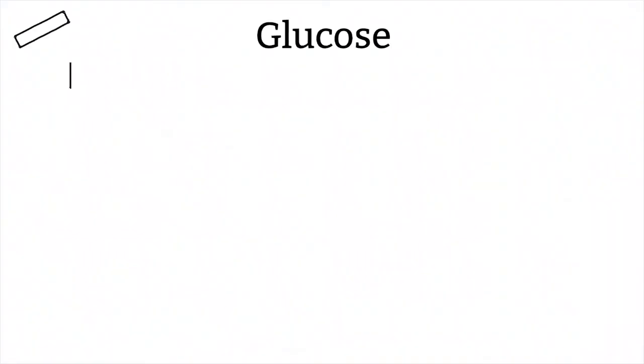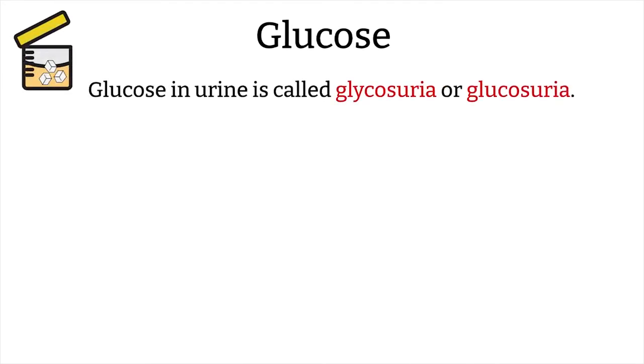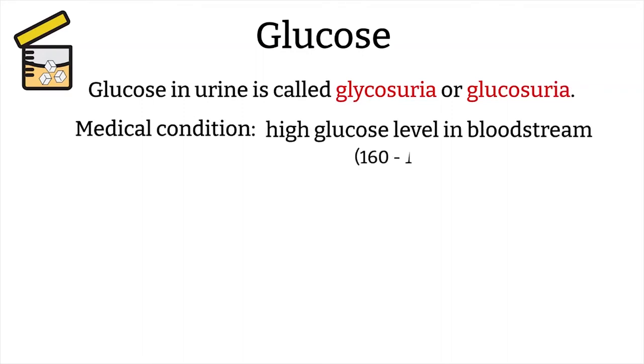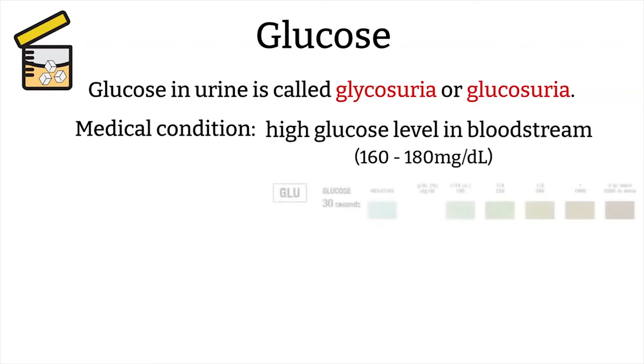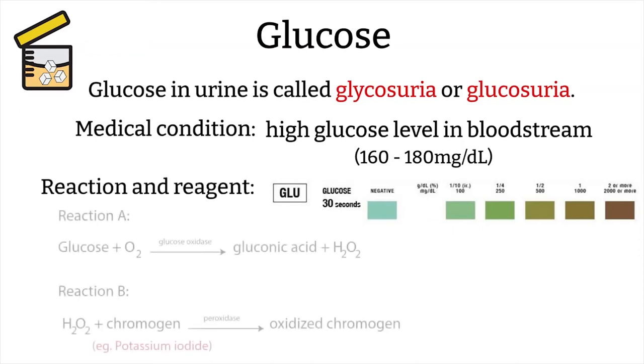Glucose. Glucose in urine is called glycosuria or glucosuria, which indicates a high glucose level in your bloodstream. This is usually due to diabetes, but can also be from other acute illness. The glucose pad should be read between 30 seconds to 60 seconds, depending on the manufacturer. The results report ranges from negative to 2000 milligrams per deciliter. The color change ranges from blue to brown. Here are the reactions and reagents.